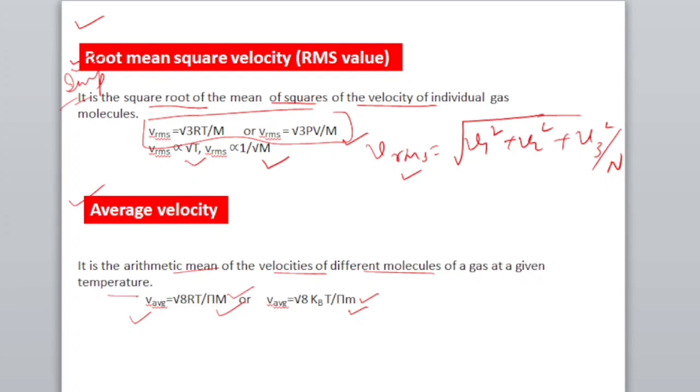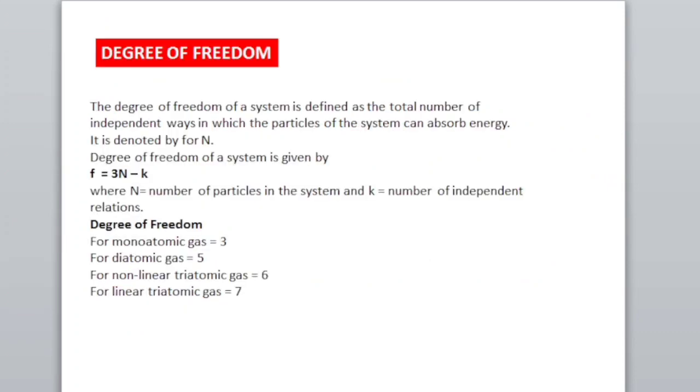So hope it's clear to all of you. Next topic, an important topic, is degree of freedom. What is this degree of freedom and how do you find degrees of freedom for different types of gas molecules? It is defined as the total number of independent ways in which the particles of the system can absorb energy. In how many different ways a given particle can absorb energy is called degree of freedom.